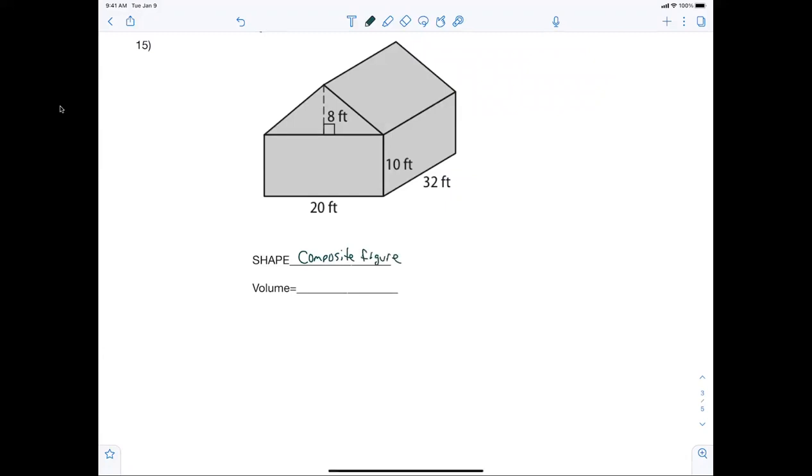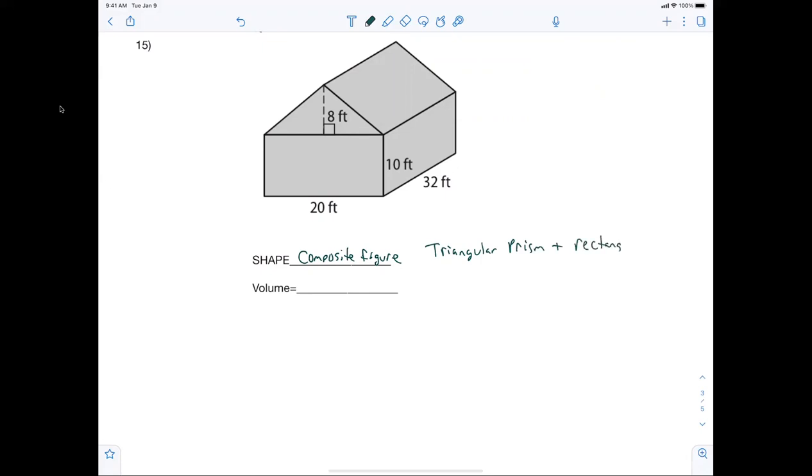Is everybody with me on this? Now, with a composite figure, I really would like for you to say it's just what? How many different shapes? It's just 2 different shapes, right? It's a triangular prism and a rectangular prism.